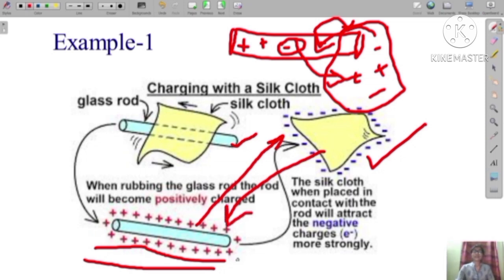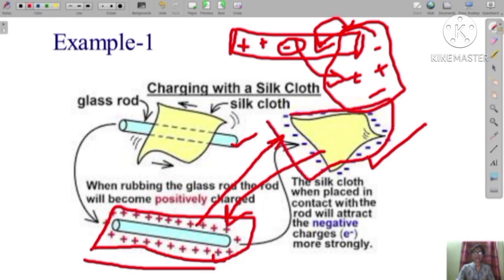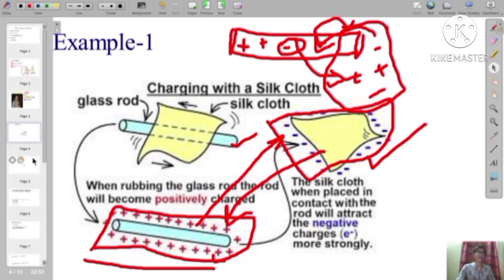So when these two things are transferred, then this glass rod will become completely positive charge and silk cloth will become completely negative charge. Okay, let's go for the next example.